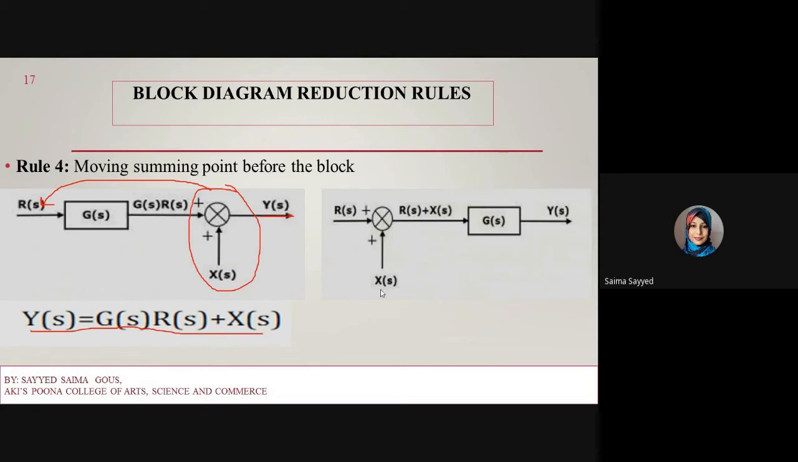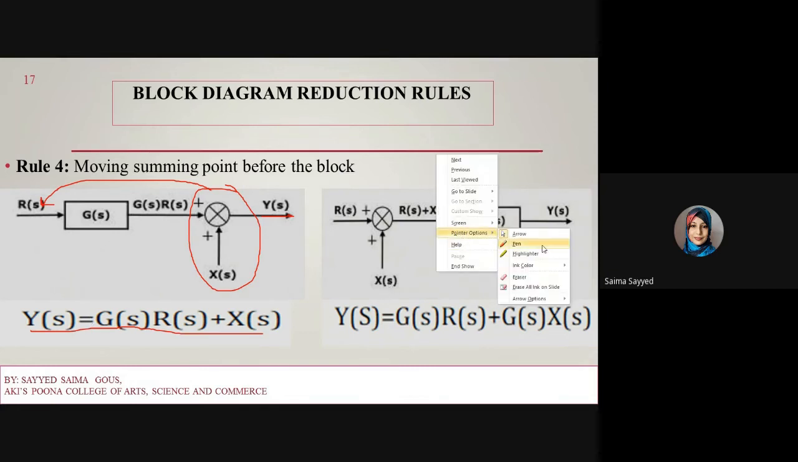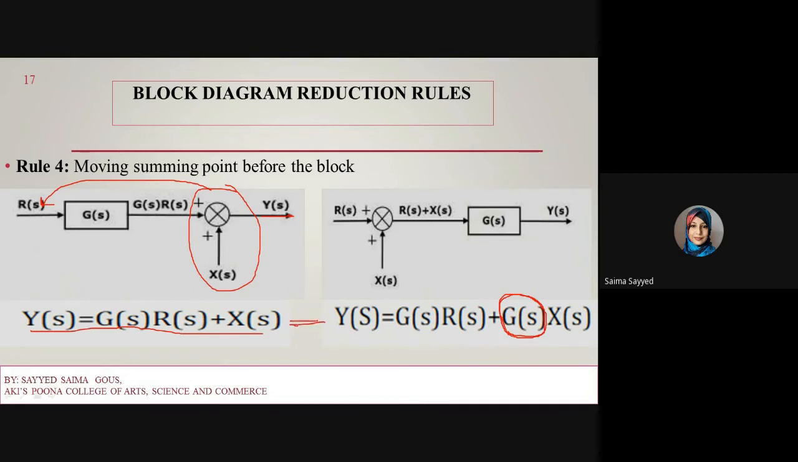After moving this summing point before the block, we get the equation Y(s) = G(s) R(s) + G(s) X(s). Now compare these two equations. In the second term, G(s) is the extra term. We have to delete this G(s) term to equate these two equations.